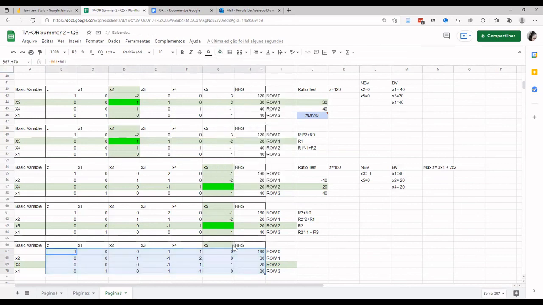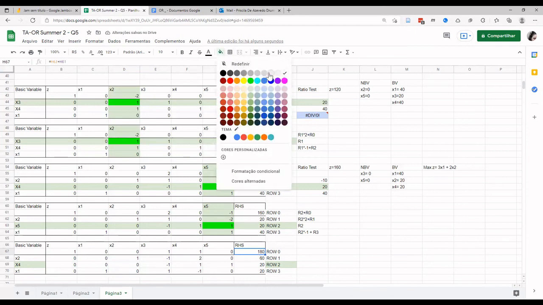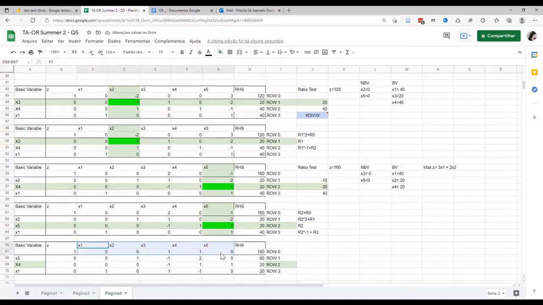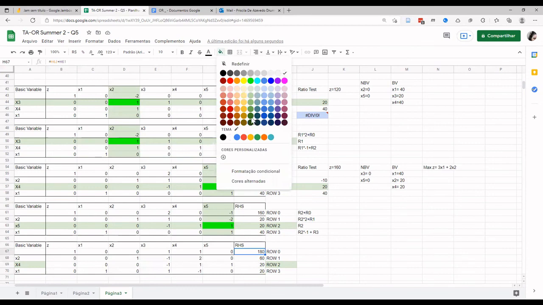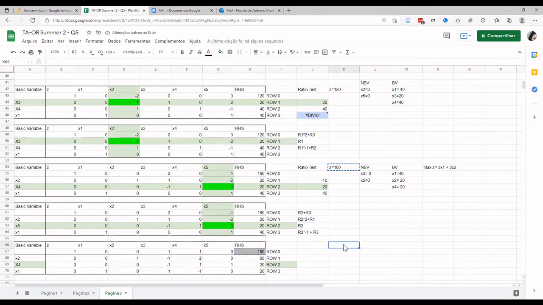So what we can already see here is that my z value increased, right? And another thing that we can see here is that I have no negative numbers in the row 0. So which means that we reached optimality. So z equals 180 is my optimal value. And my non-basic variables are going to be x3, again, because it doesn't change, and the x4 that I added now.